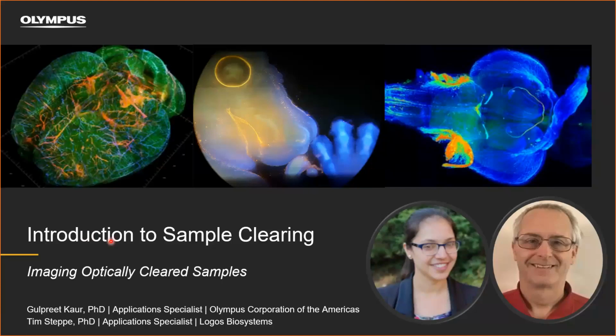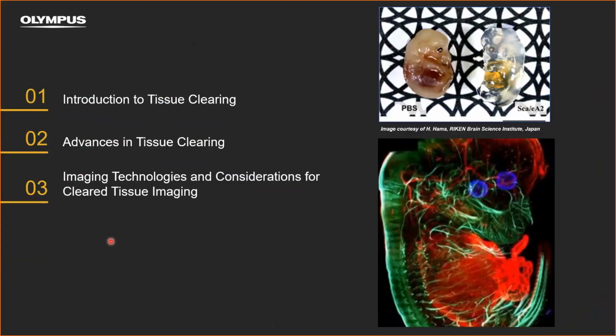This is the first seminar in our series on sample clearing, so we would like to start by introducing sample clearing. This will make up for the first part of our talk today. Then we'll have Tim discuss some of the newer advances in tissue clearing. Finally, I will talk about advances in imaging technologies that allow one to image large cleared samples effectively. And then we will discuss some considerations while imaging these.